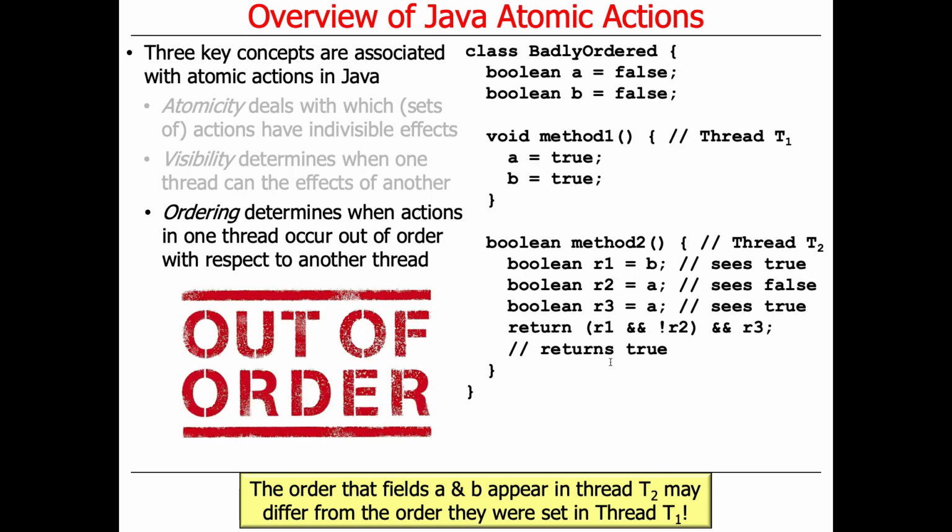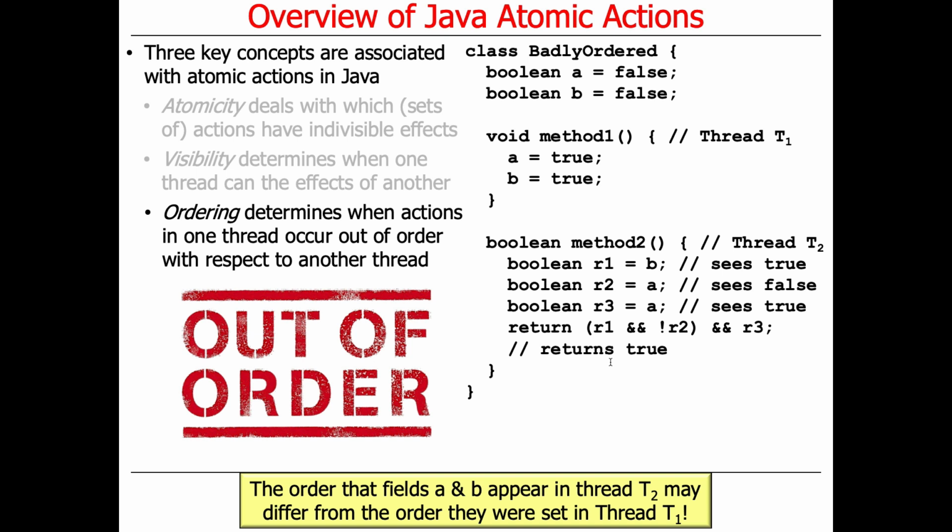And then ordering is what determines when actions in one thread occur in terms of their ordering relationships with respect to another thread. And this is even more crazy. So here we've got a class called BadlyOrdered.